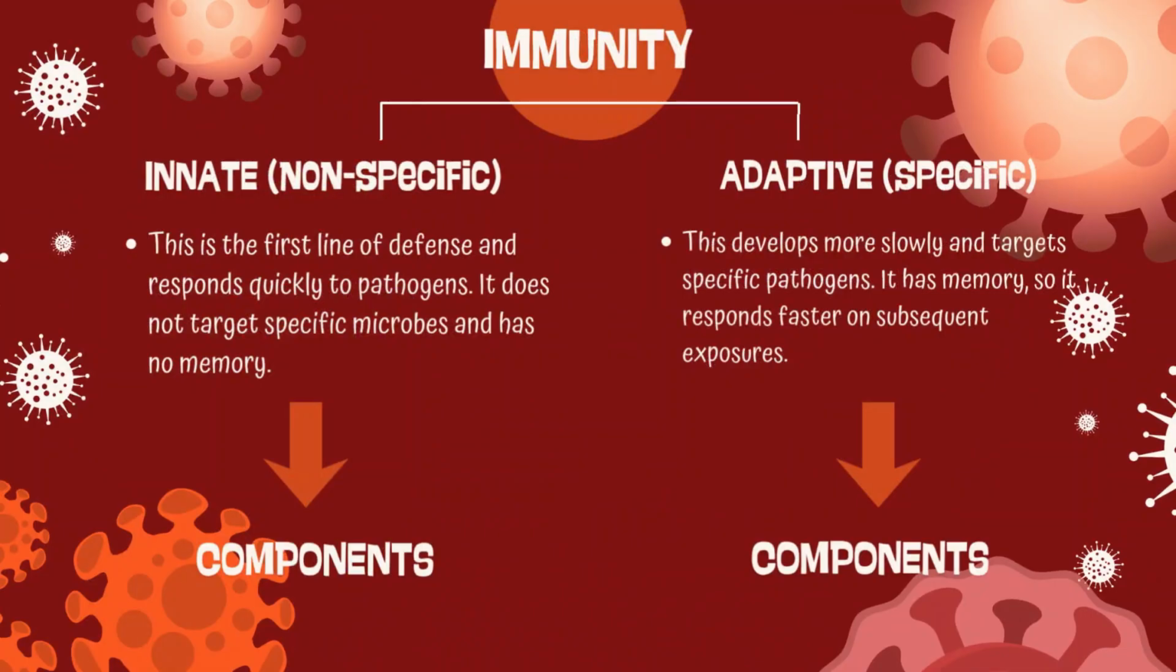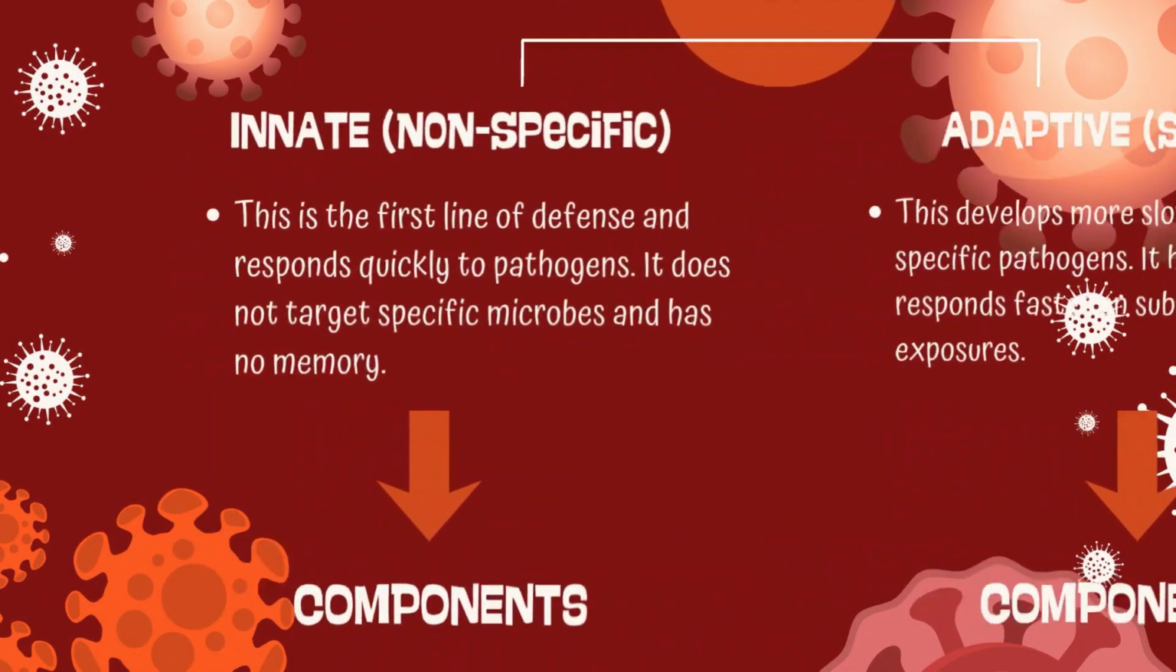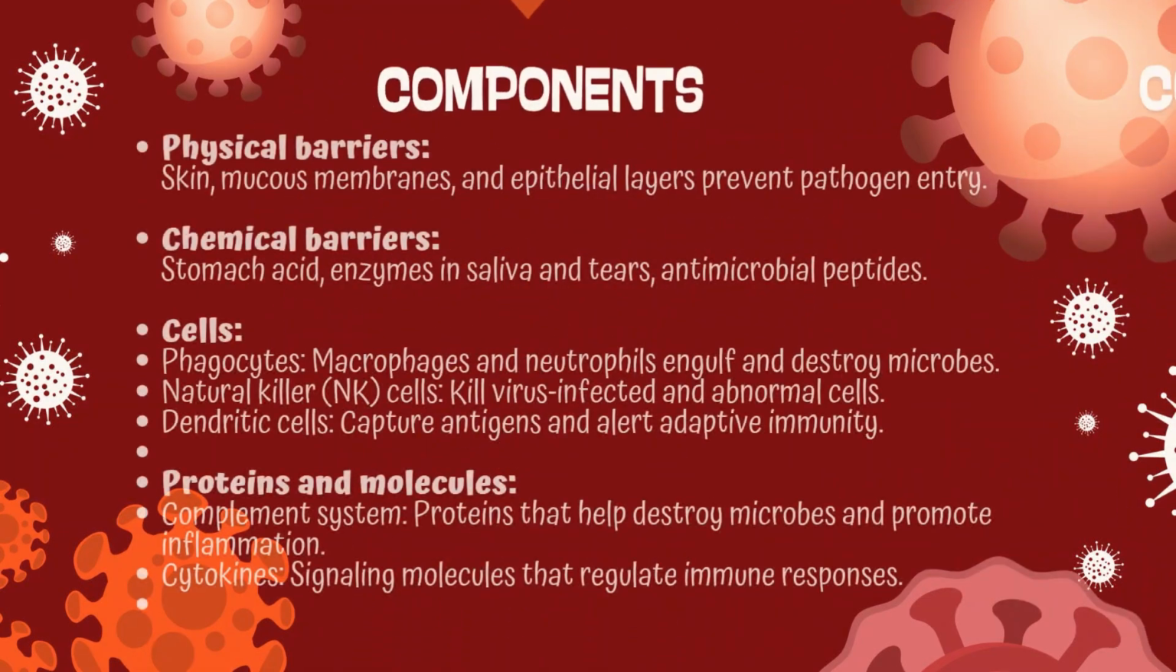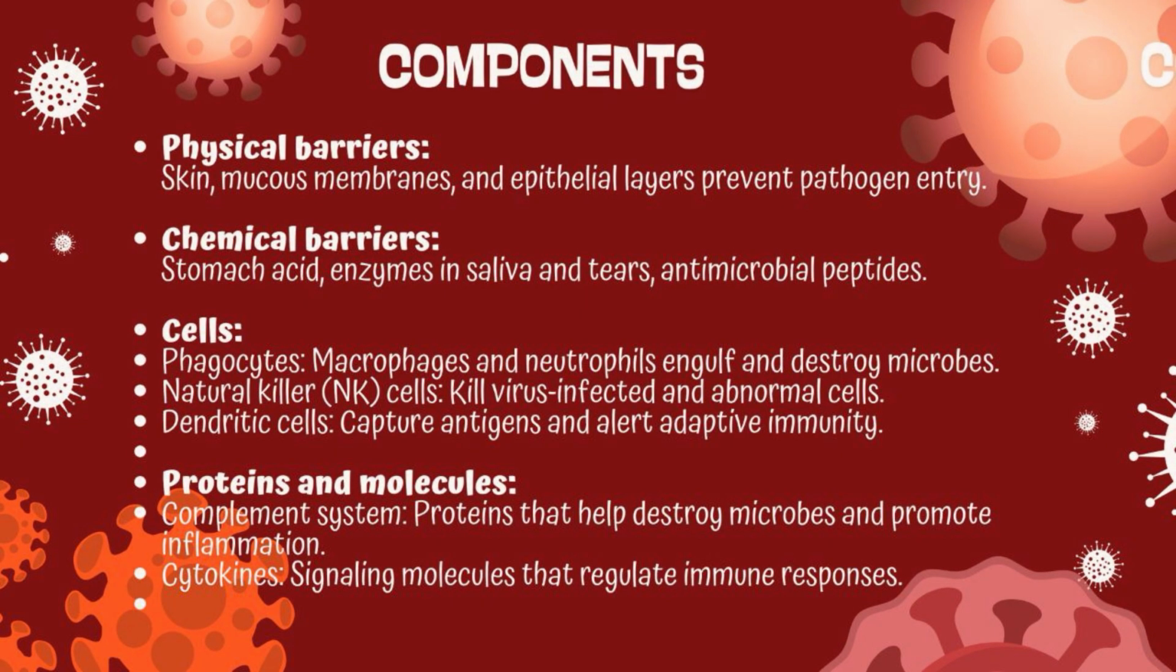Now let's move on to the types of immunity. The first type is innate immunity, also known as the non-specific immunity. This is our first line of defense. It responds very quickly to pathogens, but it doesn't target specific microbes and it has no memory. Innate immunity has several components. We have physical barriers like the skin, mucous membranes, and epithelial layers that prevent pathogens from entering. We also have chemical barriers such as stomach acid, enzymes in saliva and tears, and antimicrobial peptides.